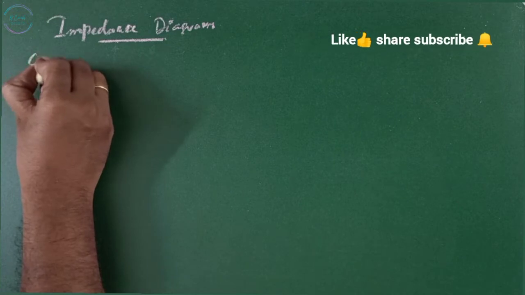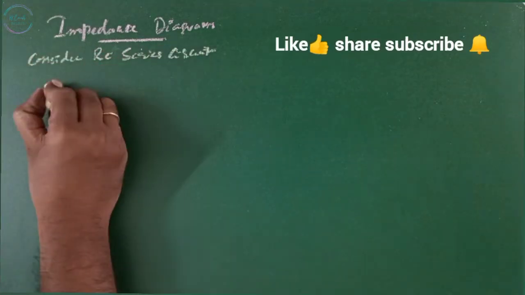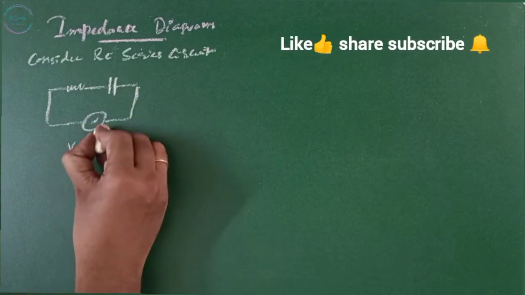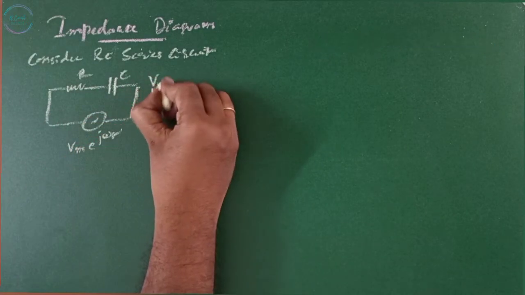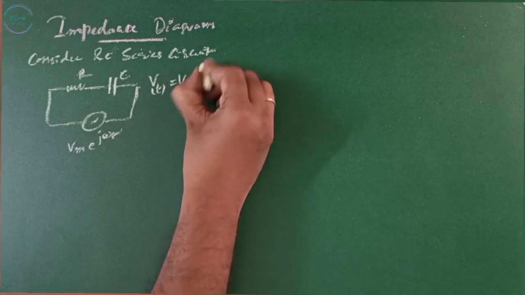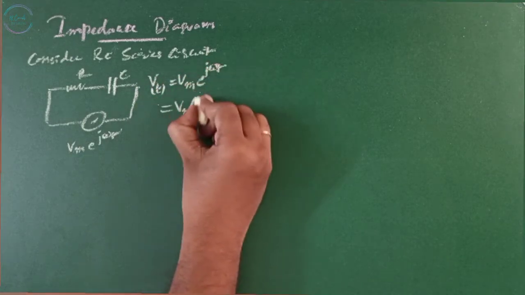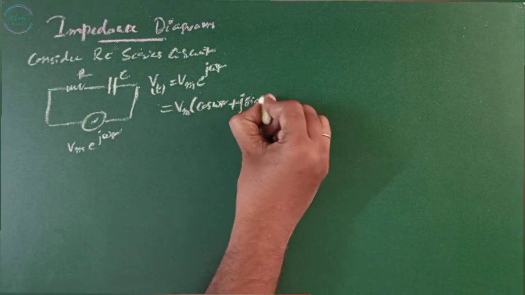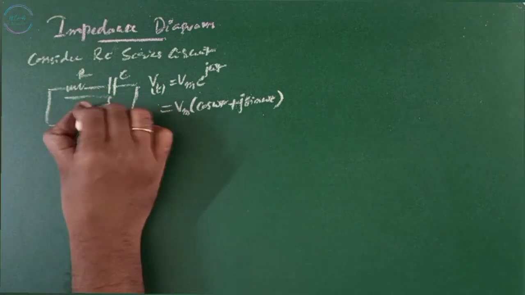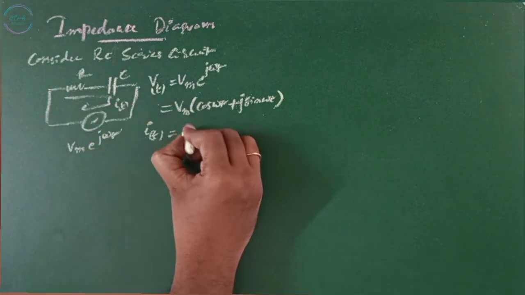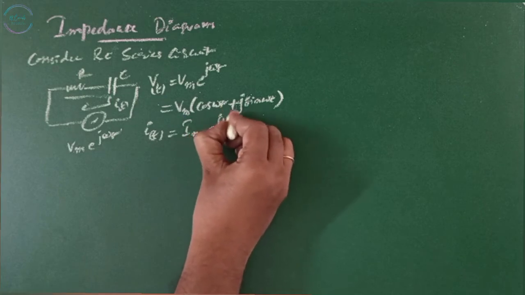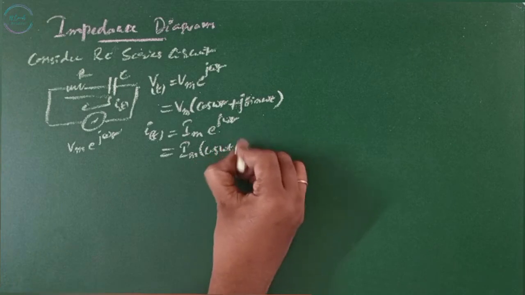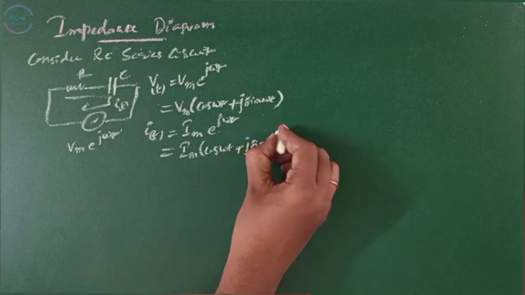Now consider an RC series circuit connected to the alternating voltage Vm e to the power of j omega t, where V of t equals Vm e to the power of j omega t equals Vm cos omega t, the real one, and the imaginary one, j sin omega t. The current flowing through it, I of t, equals Im e to the power of j omega t, which equals Im cos omega t plus j sin omega t.